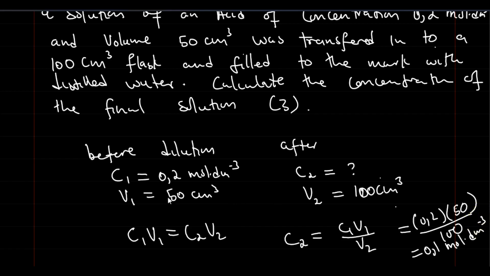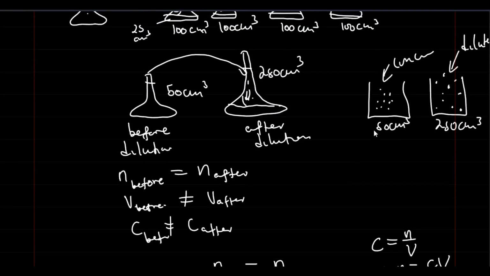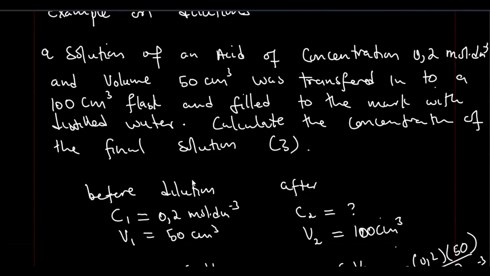So what happened here? Initially my concentration was 0.2. Now, after dilution, my concentration is 0.1. So you can see that when we dilute, the concentration decreases. So dilution leads to decreased concentration, but the number of moles remains the same, right? As I have shown you here, and it's what gives rise to the formula, the fact that the number of moles remains the same.